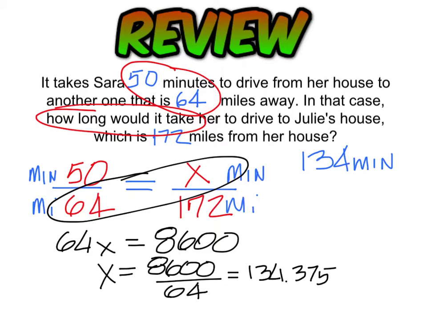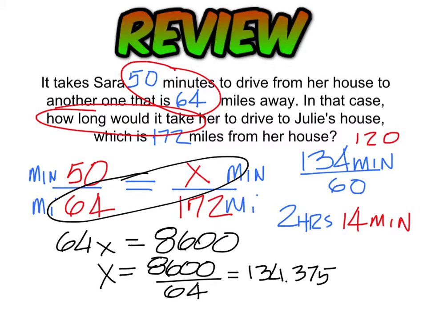How many times will 60 go into 134 without going over? Twice, yeah, so that's 2 hours. What's 2 times 60? 120, yeah, so we need the difference between 120 and 134. What is that? 14, yes. So 2 hours and 14 minutes to make that trip.